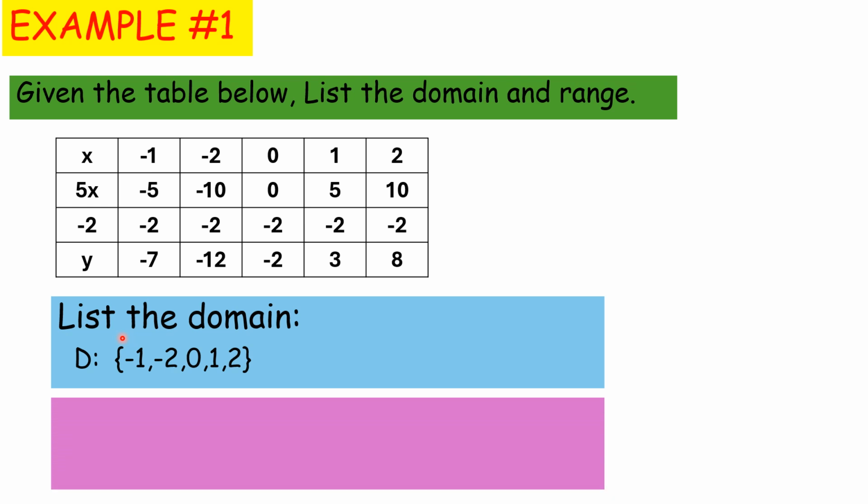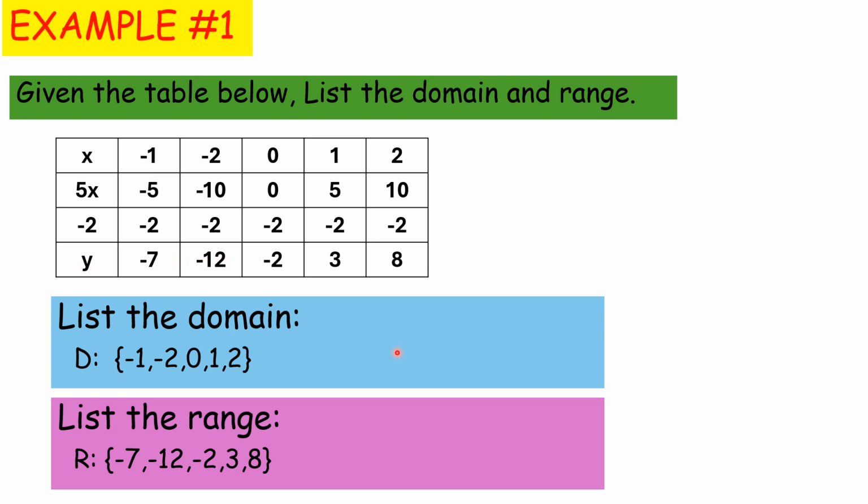Now the range. The range are all the y values. So that will be down here. Let me highlight that. That is going to be all these values here. So we have -7, -12, -2, 3, and 8. And we have them down here. Okay, so they're all there. So those are our values for the range.